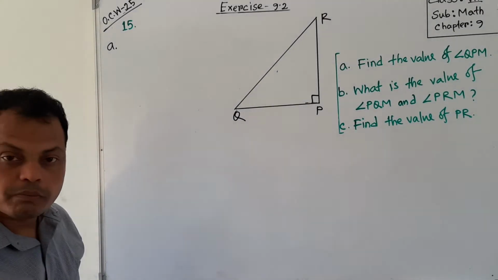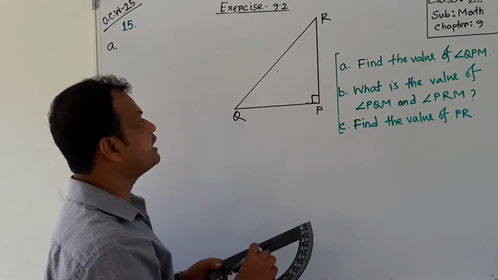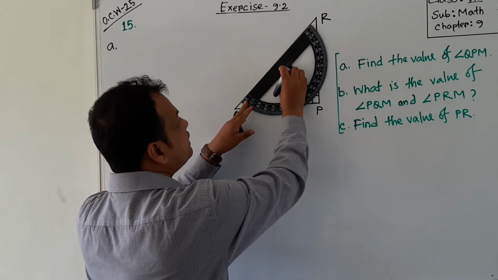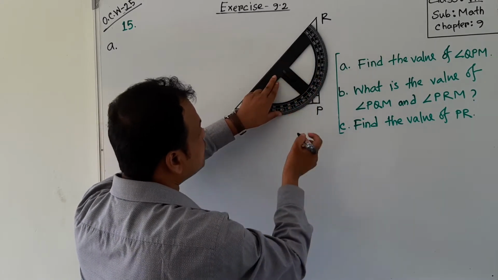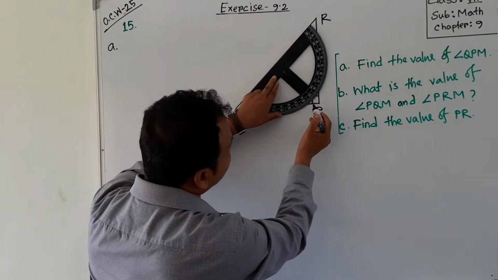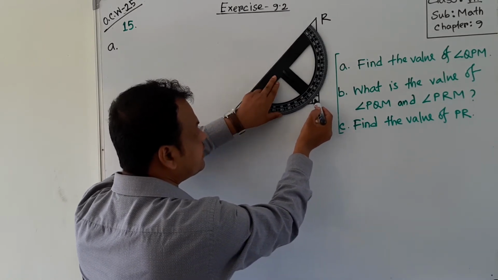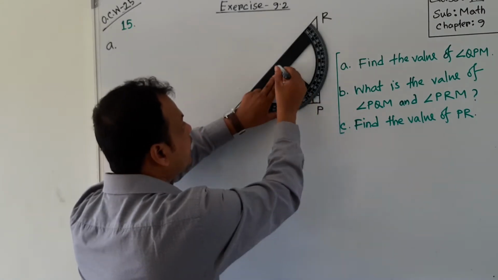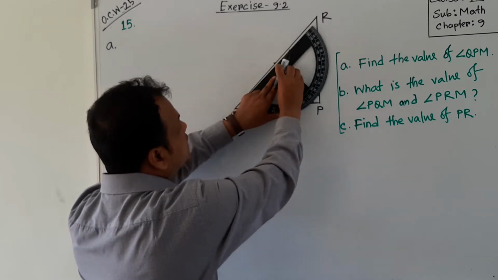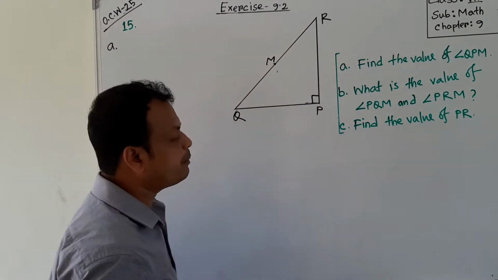Then using a protractor, we will draw the perpendicular line PM. Take a point on QR so that if we join the point with P, we will get a 90 degree angle. So how can we draw? Look here, on 90 degrees the base point will be here. This is the point. Name this point M.